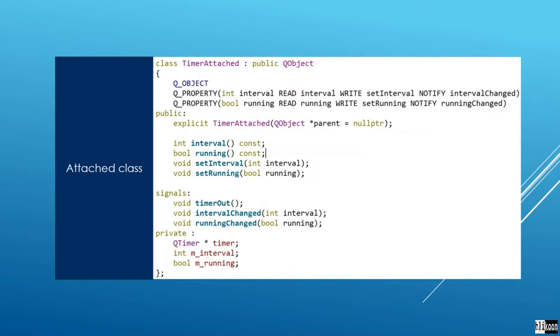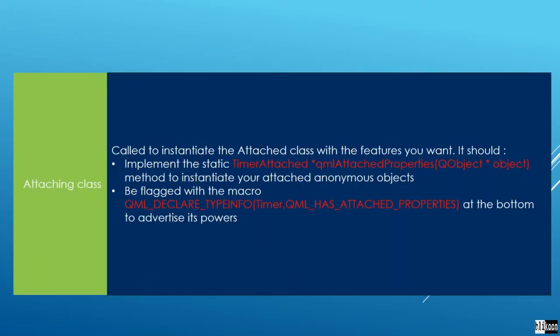But one catch is that this class is never visible in QML. It is supposed to be in the background working for us, but the user in QML should never see this class. So what class does the user see? They see the attaching class. The attaching class is called to instantiate the attached class, which is the bulk of the features that we want to add to the other QML elements.